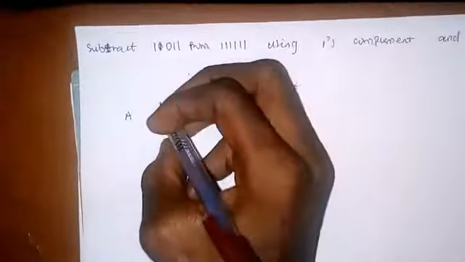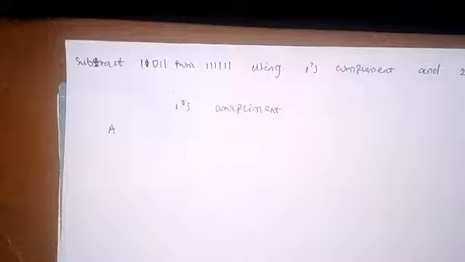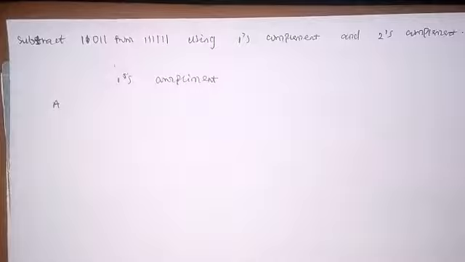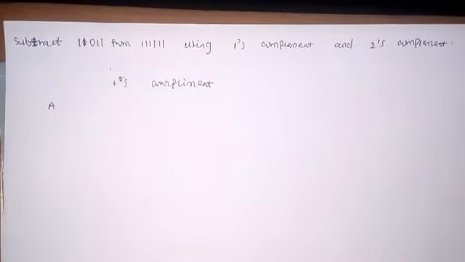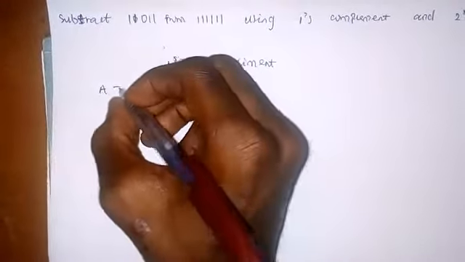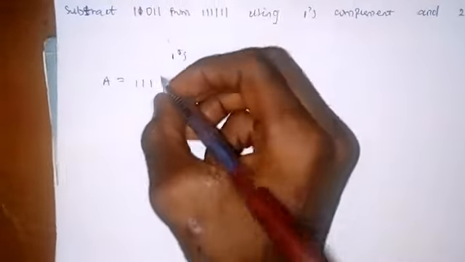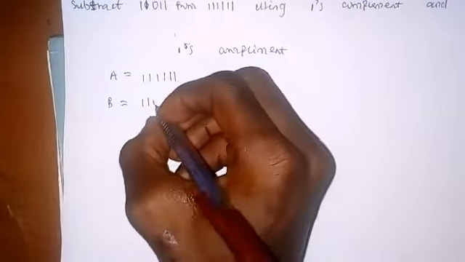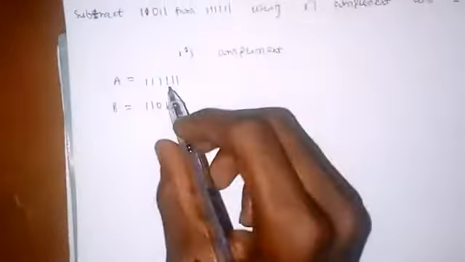In solving this, you have to know your A. You remember from our previous steps that if you are given two numbers, A and B, and you are required to subtract B from A, first of all you have to know which one is your A. The one that you are subtracting from is your A, which is 111111 into 6 places, and B is 11011.